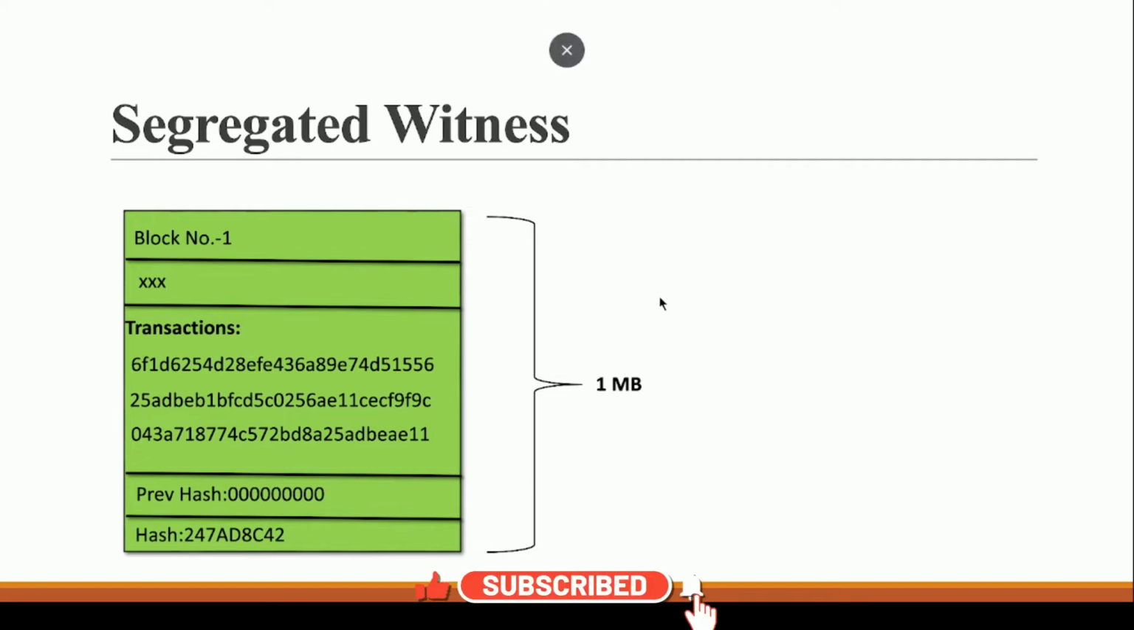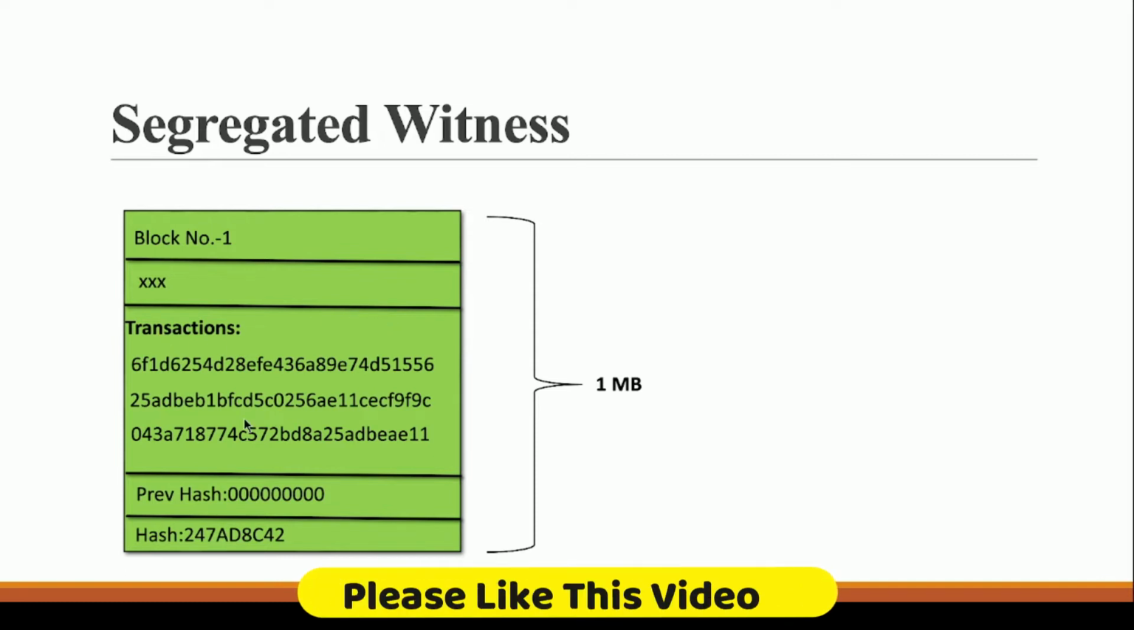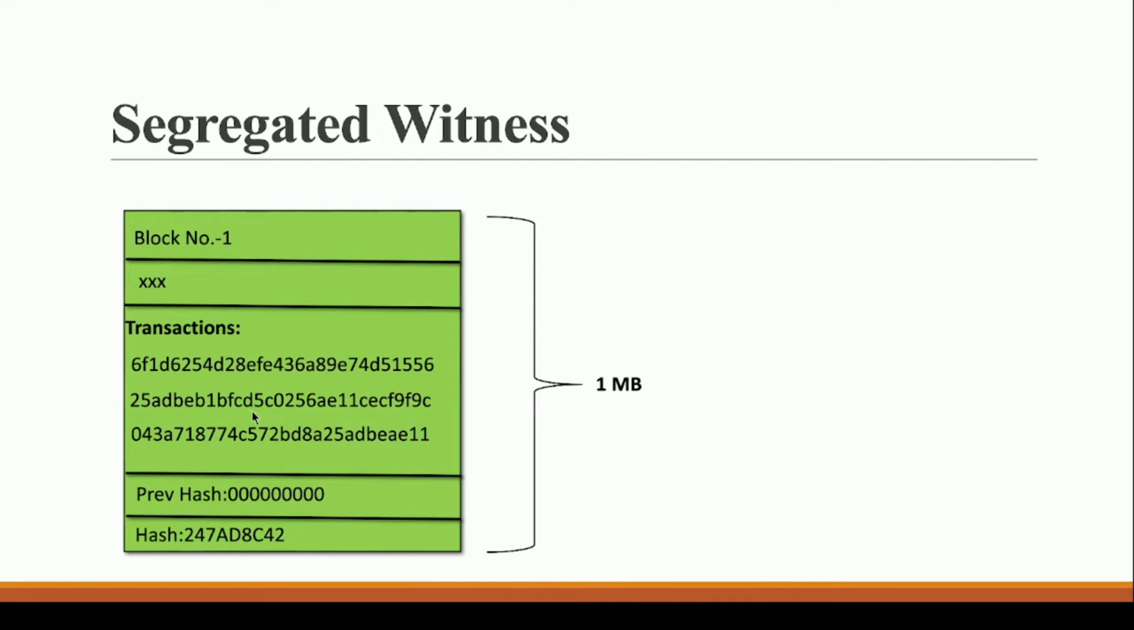In this 1 MB, we have the block number and some different fields, as we have discussed, like timestamp, nonce, and other fields as well, as well as a lot of transactions. I'm showing only 3 transactions here, but there are more. These are the transaction IDs, by the way, and this is our previous hash, this is our hash. So you can see that this 1 MB block contains so many things, right?